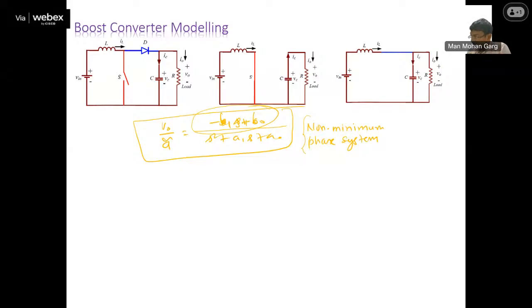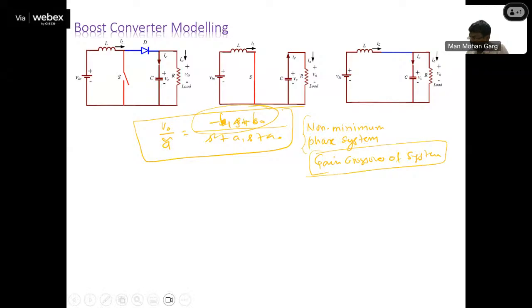In such a system, actually, the gain crossover frequency of the system is very low, and it impacts the bandwidth.